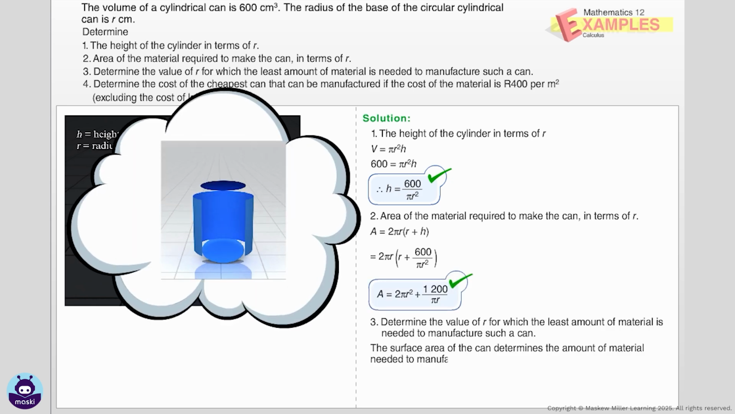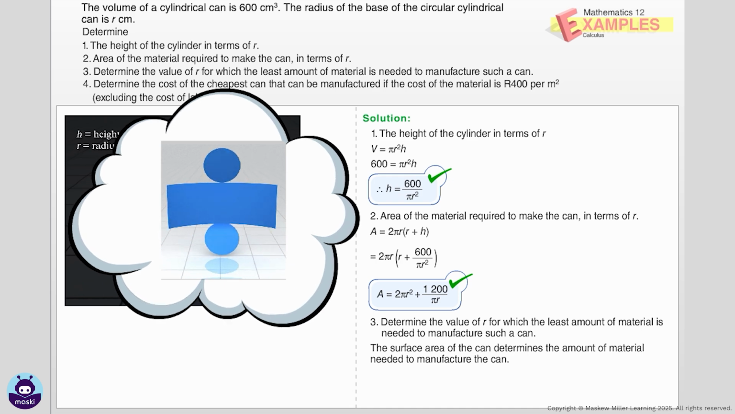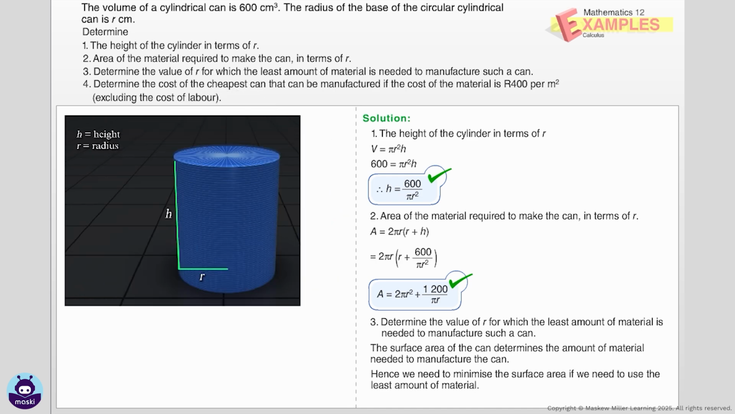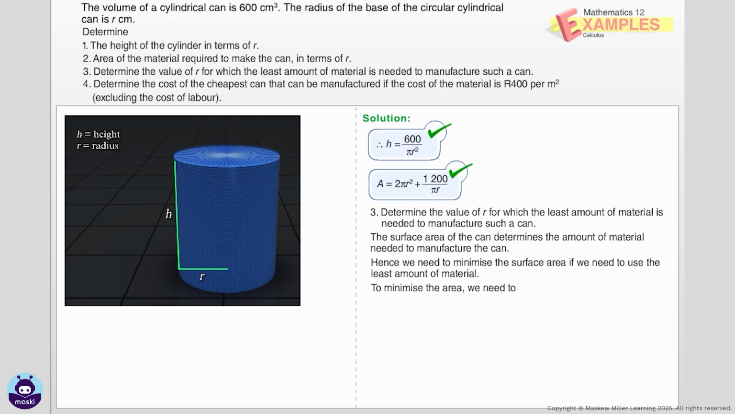The surface area of the can determines the amount of material needed to manufacture the can. Hence we need to minimize the surface area if we need to use the least amount of material. To minimize the area, we need to solve A dashed equals 0.